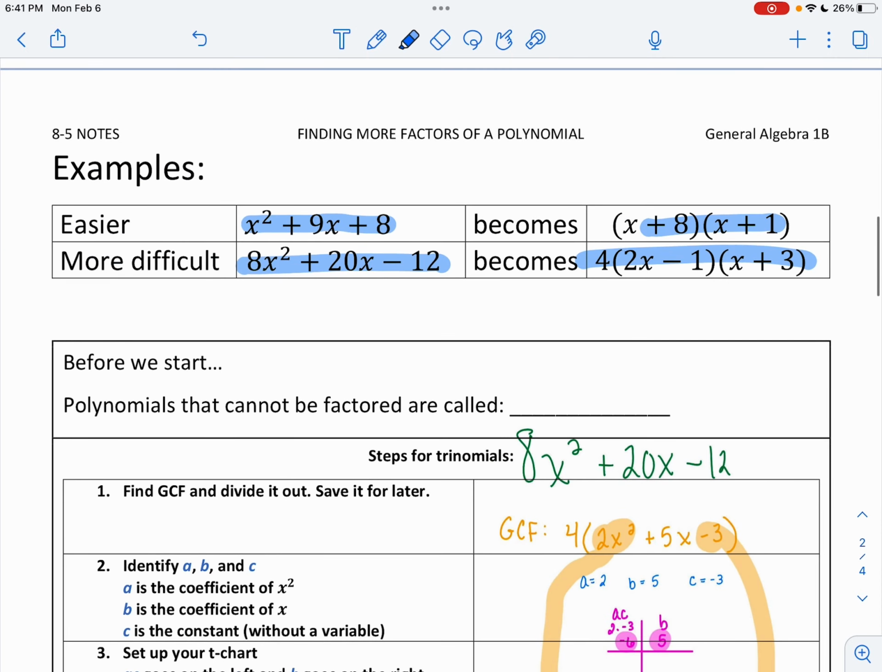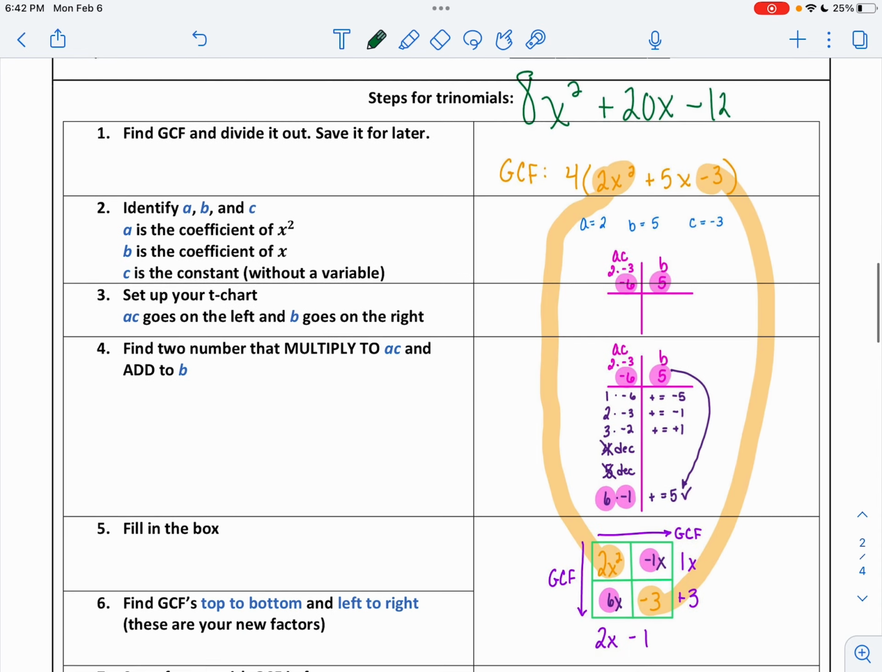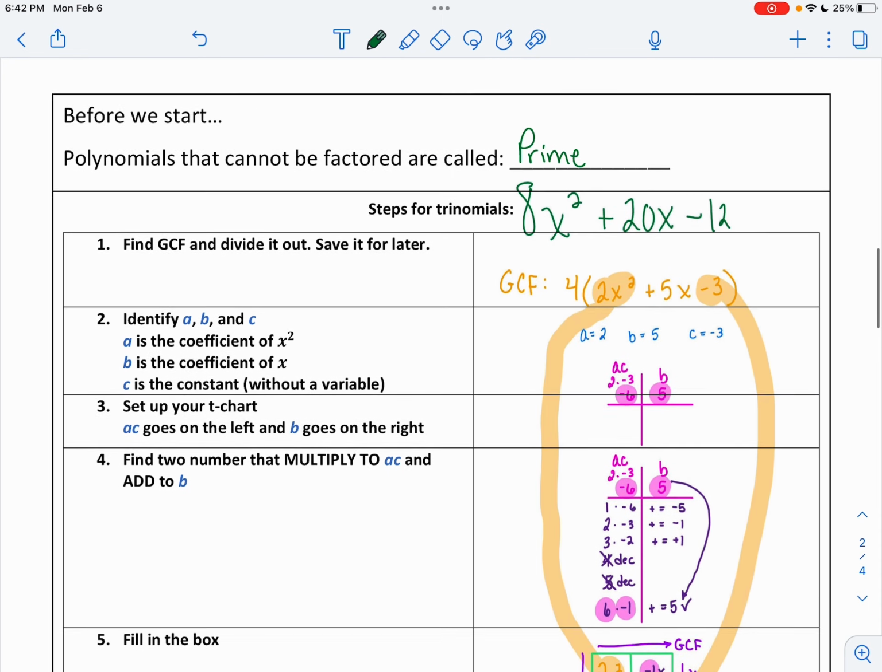So please realize that while there are none in the notes today, there are polynomials that cannot be factored. They are called prime. So if you can only take out a 1 and there's nothing that works, it's called prime. Now, I will happily let you look at all of these steps, okay?